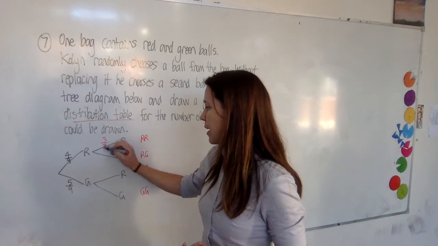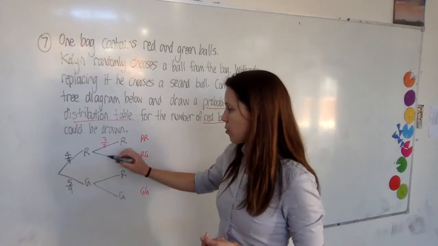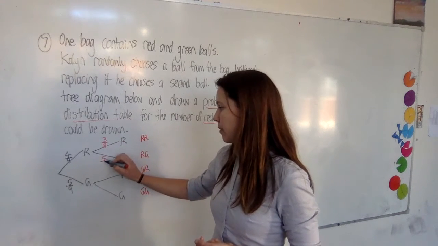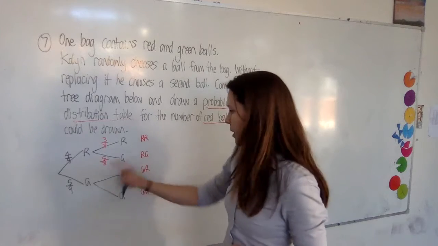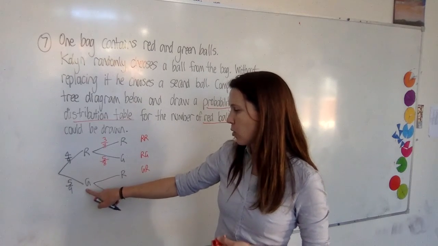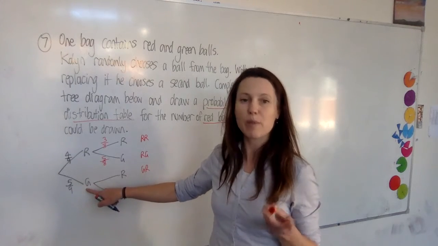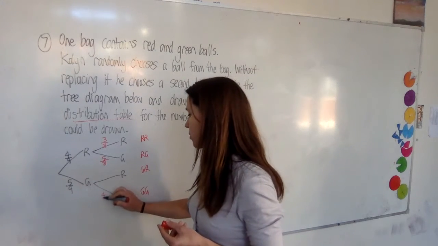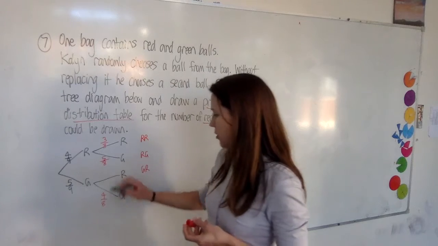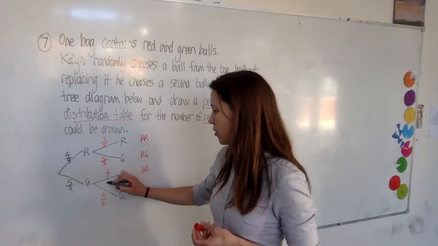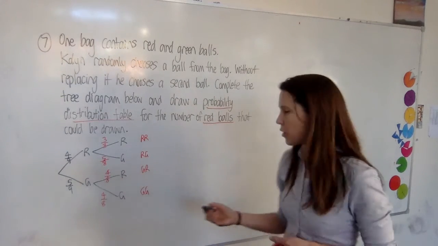So this will be 3 out of 8, and once I've thought that through, this one will be the complement of 3 out of 8, which is 5 out of 8. Down here, if we've drawn a green ball, and there were apparently 5 of them to start with, now that we've got one, there'll only be 4 of them left out of the 8 balls. So 4 out of 8 goes here, and also here, because of course 4 out of 8 has a complement that's also 4 out of 8.